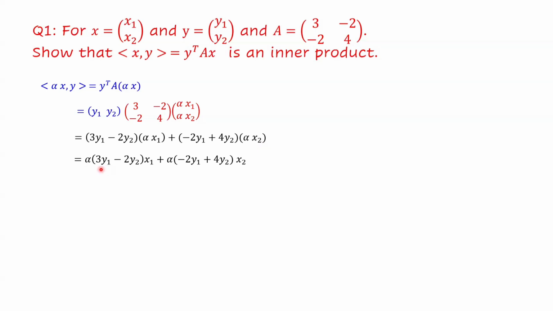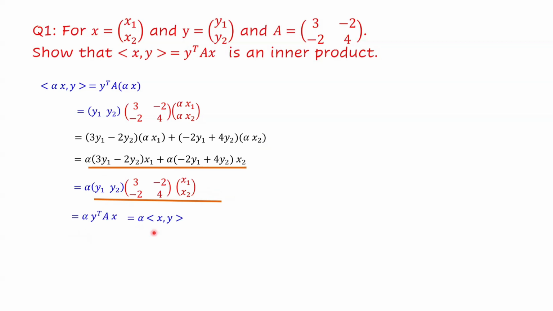After multiplication, we'll see that alpha is common here. So we take out the alpha, and then you will get the same as y1, y2, this matrix A, and then x1, x2. So this expression is alpha times y transpose A x, which is equal to alpha times the inner product ⟨x, y⟩. Therefore, this verifies all the properties of the definition of the inner product. Hence, this relation is an inner product.